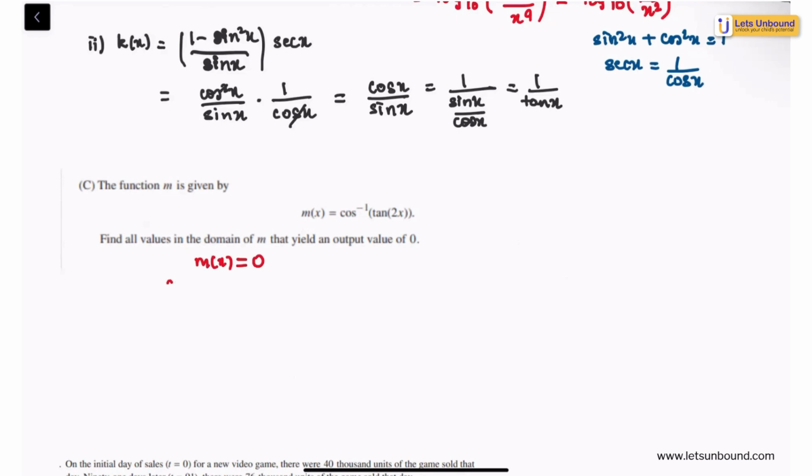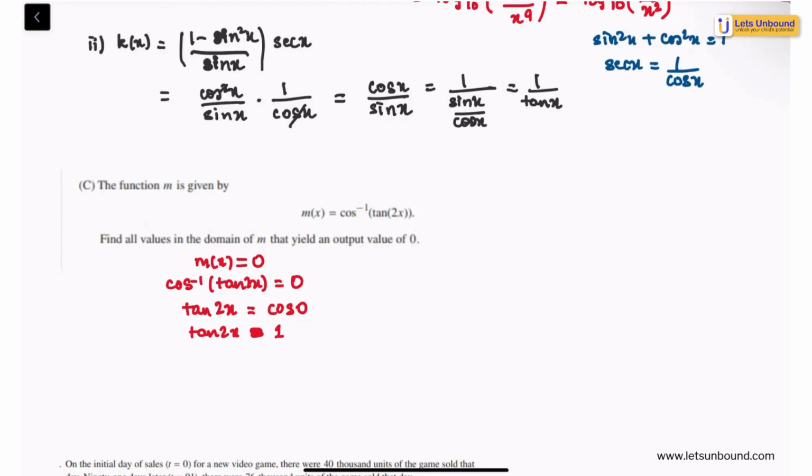So substituting the function, I have cos inverse of tan of 2x is 0. Firstly, when I solve for it, I have to take cos inverse to the other side, which will make it a cos function, its inverse function. So tan 2x is cos 0. Now cos 0 I know has the value 1. So tan 2x basically is 1.